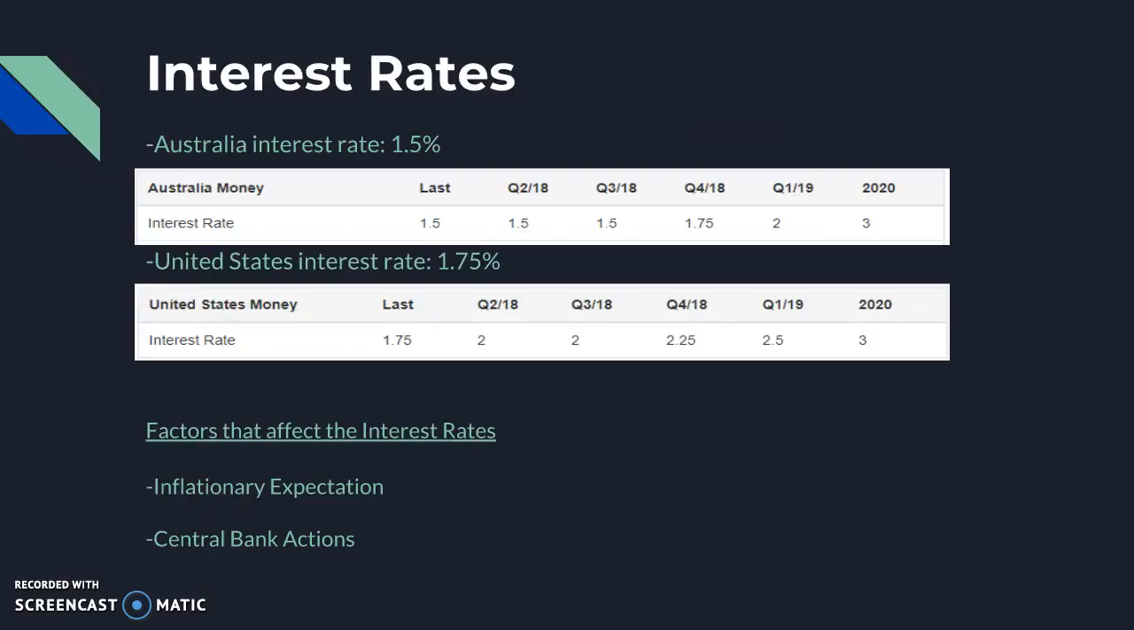So, moving on to interest rates. As you can see, the current Australian interest rate is at 1.5%, according to the Reserve Bank of Australia, while the United States interest rate is 0.25% higher at 1.75%, according to the US Federal Reserve. Australia's interest rate is predicted to increase by 0.25% to 1.75% in the next 3 to 6 months. In comparison, the United States interest rate is predicted to jump by 0.5% to 2.25%.